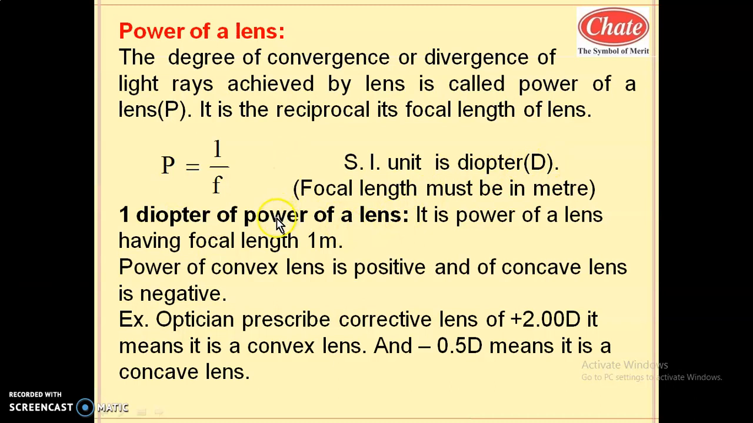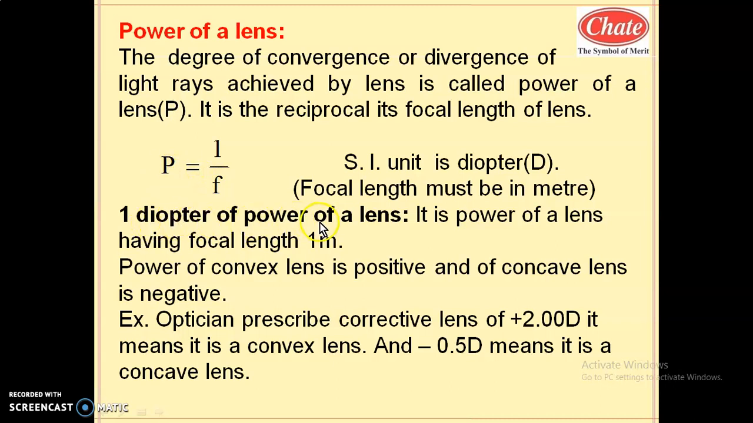Now you have one question in your textbook: what is 1 diopter power of a lens? When power is said to be 1 diopter, it may be positive or negative. This positive and negative sign of the power of lens depends upon the focal length. If focal length for the concave lens is negative, it means power is negative for concave lens. Focal length is positive for convex lens, it means power is positive for convex lens.